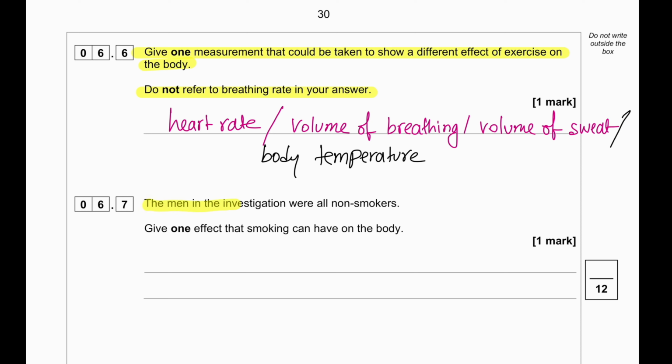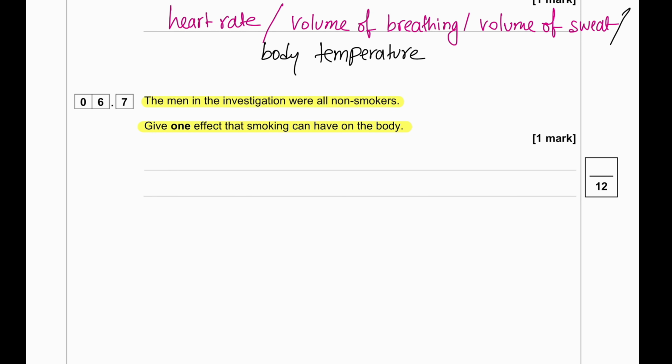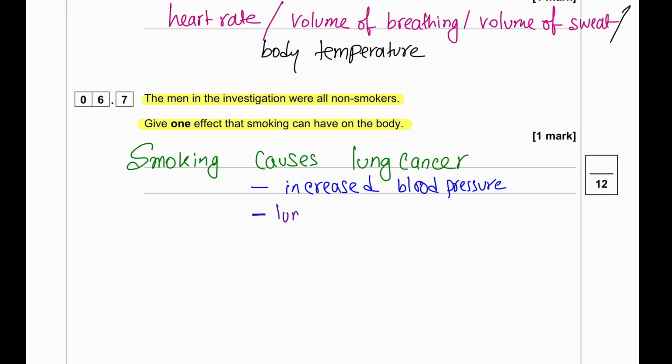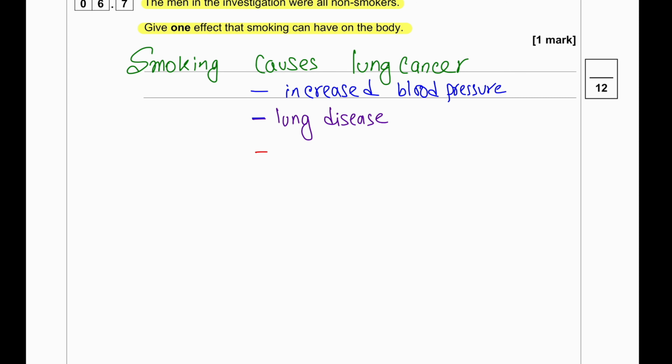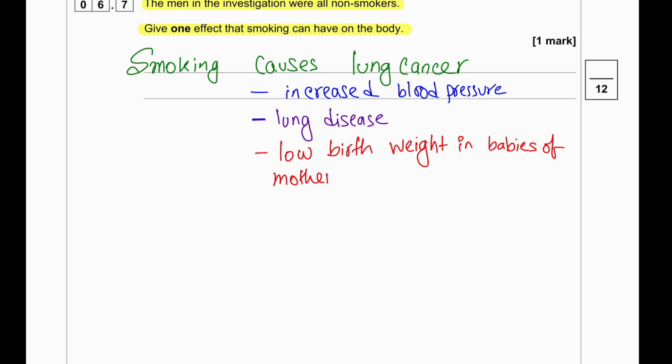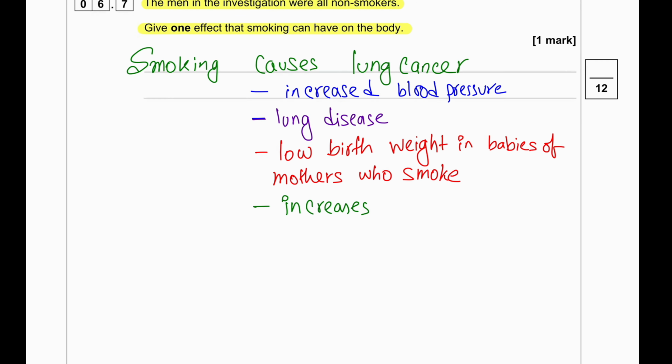The men in the investigation were all non-smokers. Give one effect that smoking can have on the body. Smoking can cause lung cancer, or we can say smoking can increase blood pressure. Smoking can lead to lung diseases. Smoking in pregnant women leads to low birth weight in babies. Smoking increases the risk of cardiovascular diseases. All of these are possible answers, and you can write any one of them.